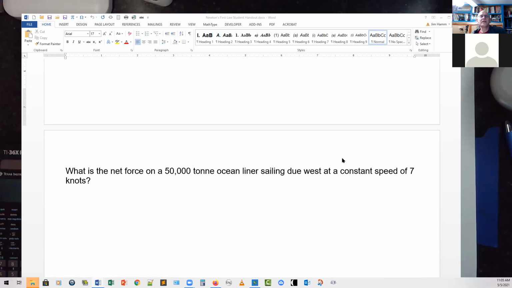That sounds like a straight line. Constant speed of 7 knots. Oh, good grief. We'd have to translate that into meters per second, which isn't going to be easy, except we don't. Any idea how to deal with this?